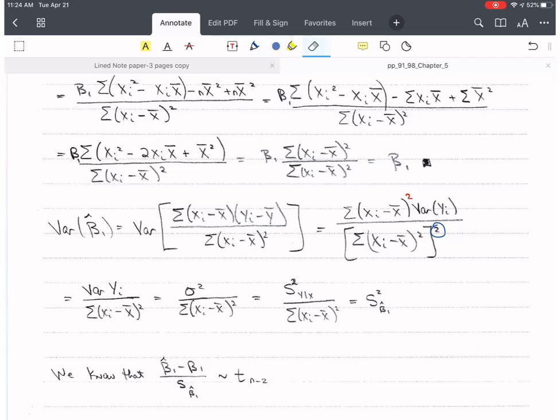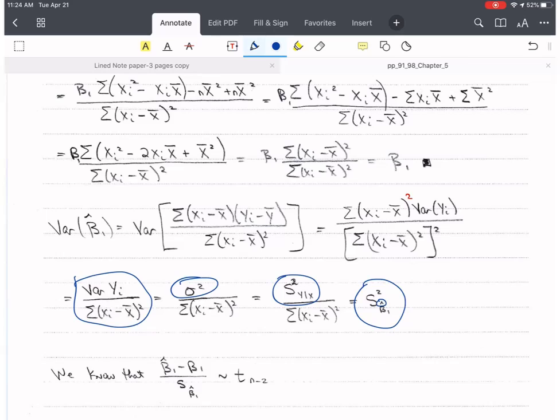Okay, and so we end up with the variance of yi over the sum of the squares of x, and so we can use either the symbol sigma squared or s sub y given x squared. And we call this whole thing s sub beta 1 hat squared. Don't forget the hat, because beta 1 is a constant and there is no variance or deviation associated with it, so it doesn't have a variance. Its variance would be 0. But the estimate is a statistic, and statistics do have distributions, so they would have a variance.